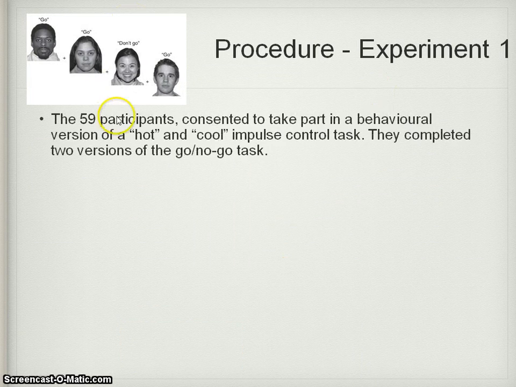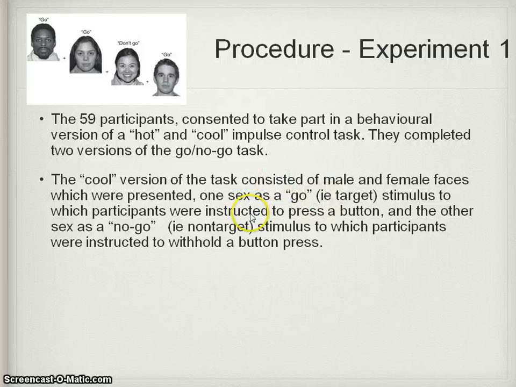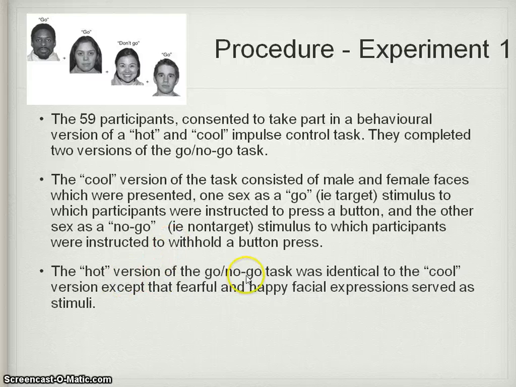So, the specifics of it. The 59 participants consented to taking part in the behavioural version of the hot and cool impulse control task, and so that is the go-no-go tasks. They're completing the two versions, the cool version of the gender, and the hot version was the fearful and happy facial expressions. Okay, so go over your stuff and highlight those, the cool, the male and the female, and the hot being the fearful and the happy facial expressions.